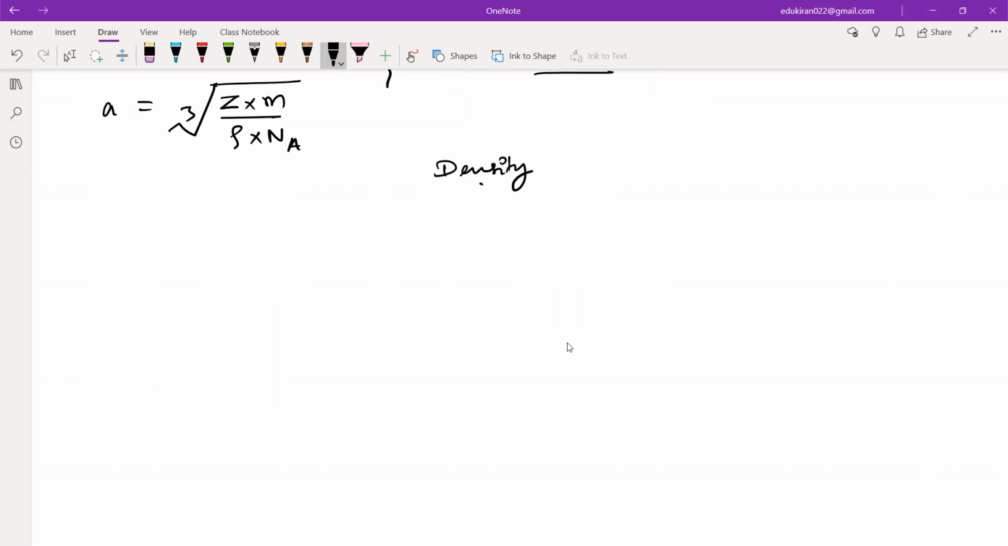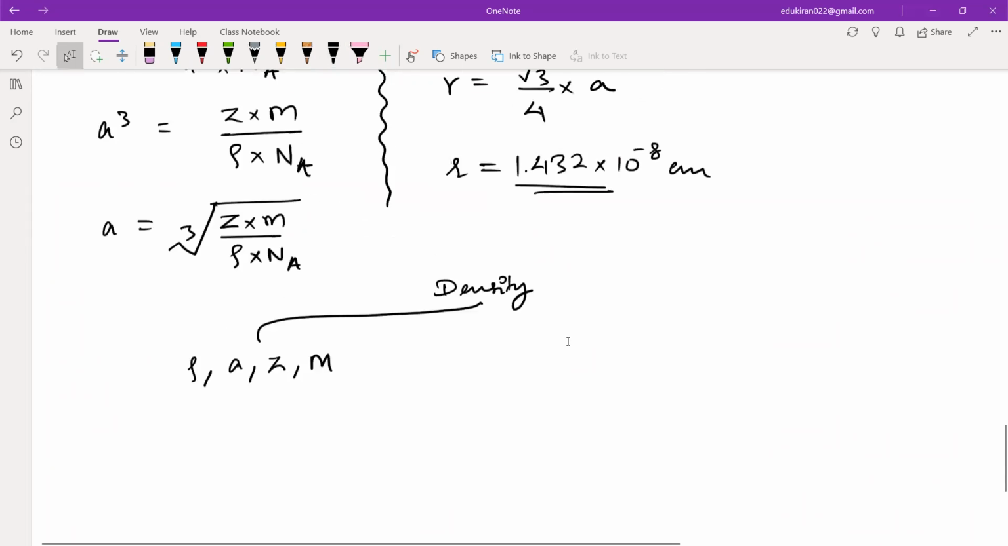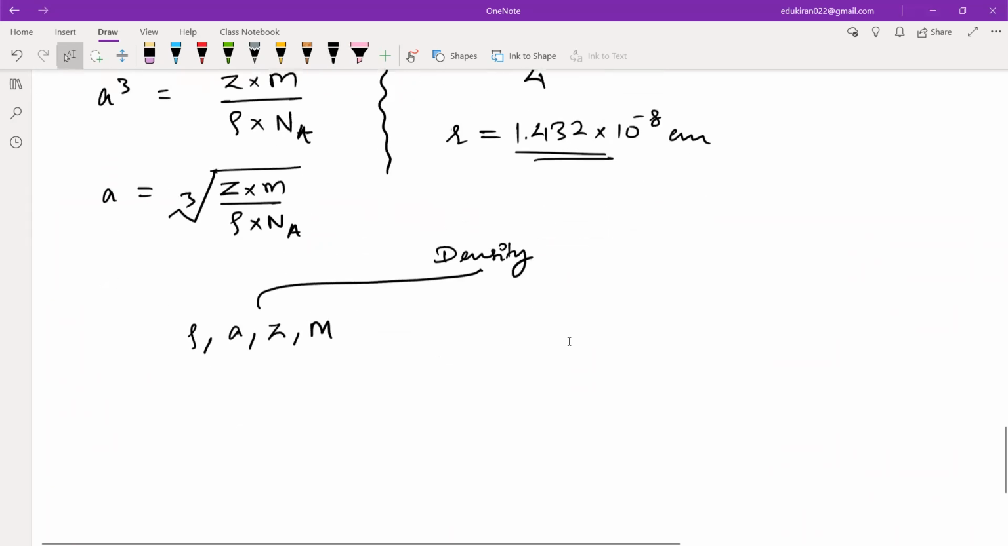Now, the most important type of questions are these. There are a few variables here. The variables are density, the edge length A, another variable Z, and the molar mass, and Na is a constant. This Na is a constant. Now the density can change, A can change, Z can change, and molar mass can change. So they can ask you any one of these.